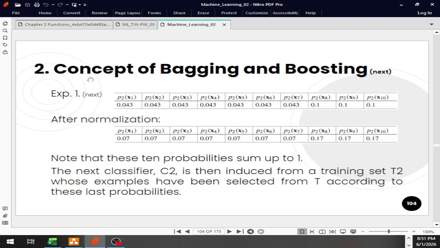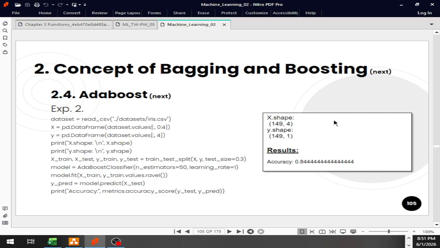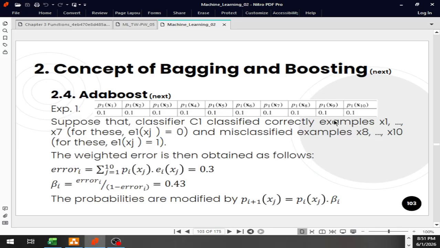The rest is very simple. Now, as you can see, we multiplied that beta by the probabilities, but as I said, we are supposed to have one. We did the normalization here. So as you can see, from 0.1 it became 0.07, and the probabilities of the misclassified are higher. So this is the idea of Adaboost. And don't worry about it, at least you have the idea of how it works.